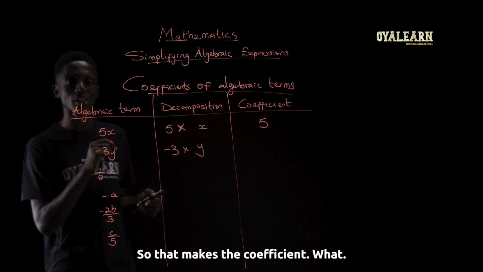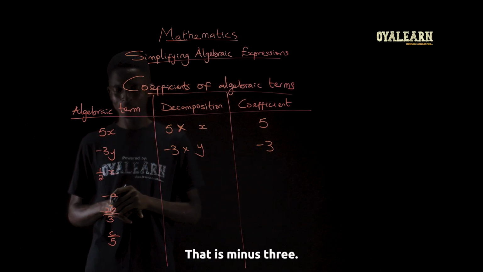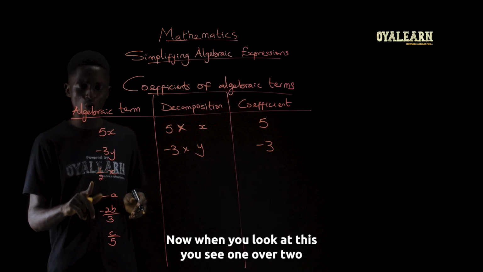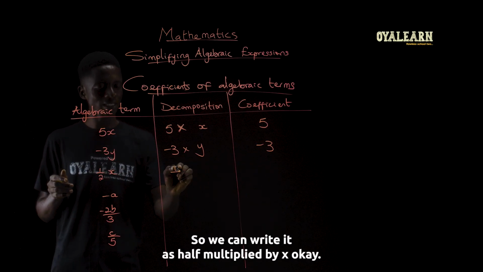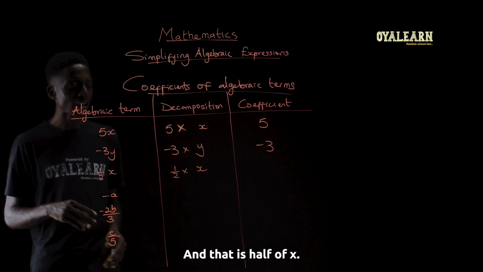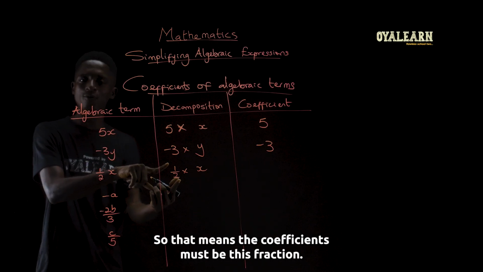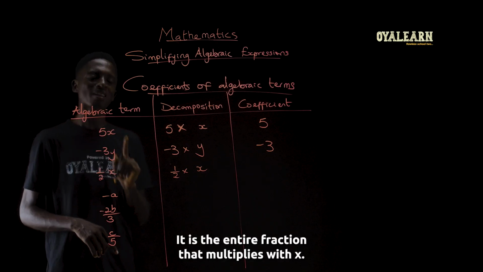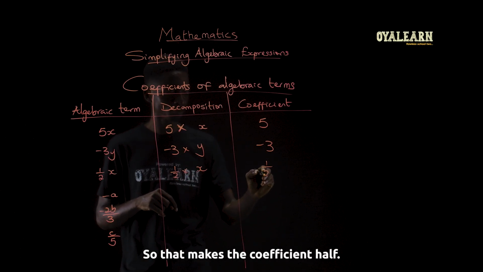So that makes the coefficient what? Yeah, you got it right. That is minus 3. Now, when you look at this, you see 1 over 2, that's half, multiplied by x. So we can write it as half multiplied by x. Okay, and that is half of x. So that means the coefficient must be this fraction here now, not just 1. It is the entire fraction that multiplies with x. So that makes the coefficient half.